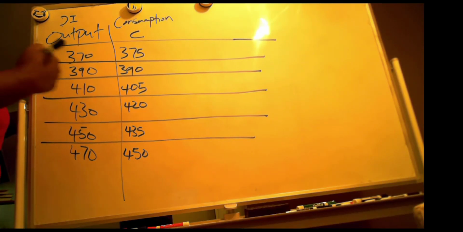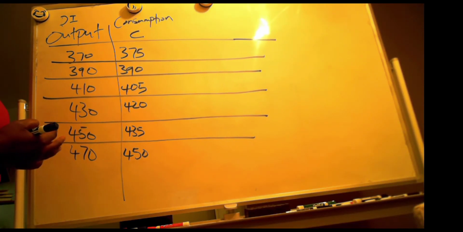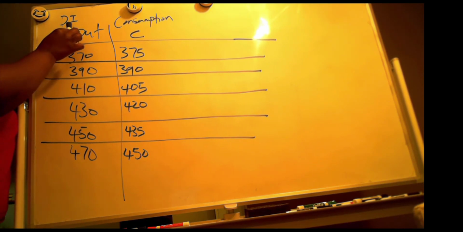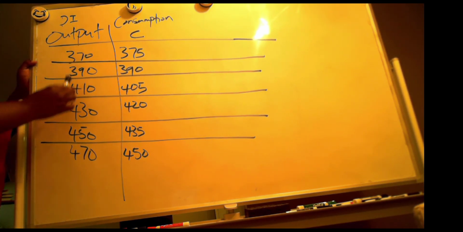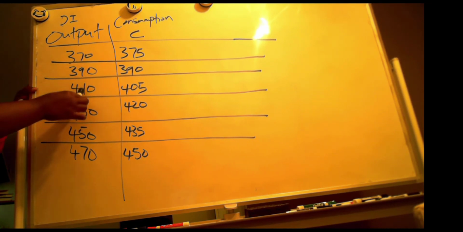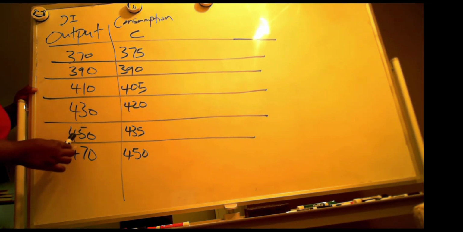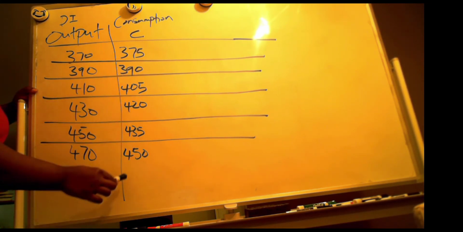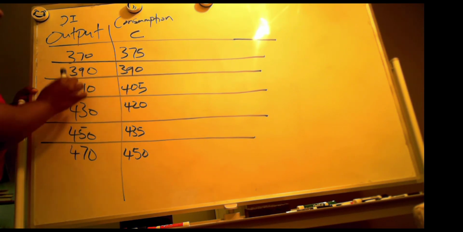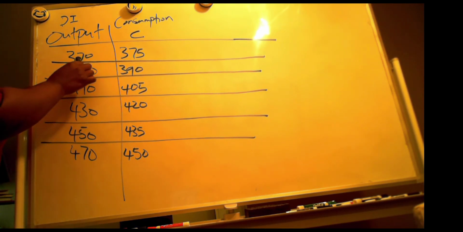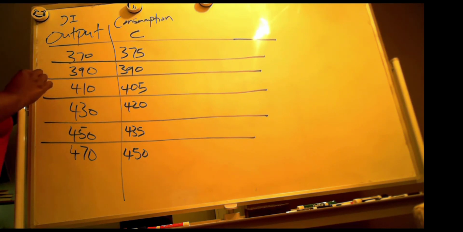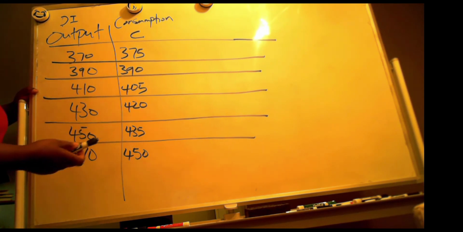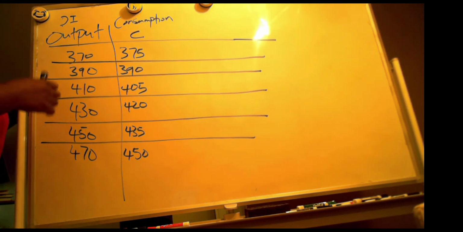I want you to see the steps of working through that example. So here's the disposable income column. 370. We'll make them small numbers. 390, 410, 430, 450, and 470. Here is the consumption column. And of course, they're matching. So at 370 disposable income, we're consuming 375 worth of stuff. At 390, we're consuming 390 worth of stuff.